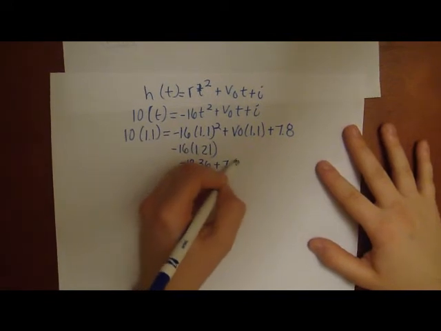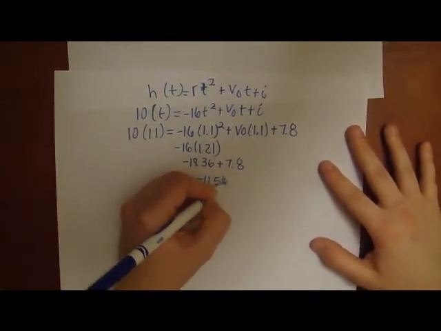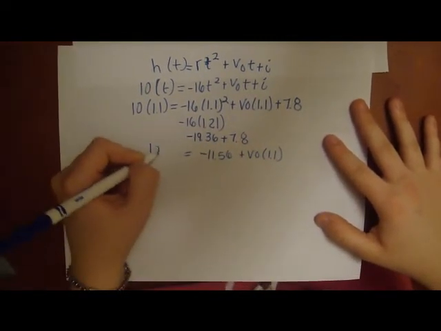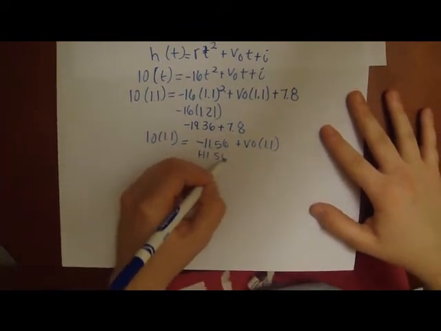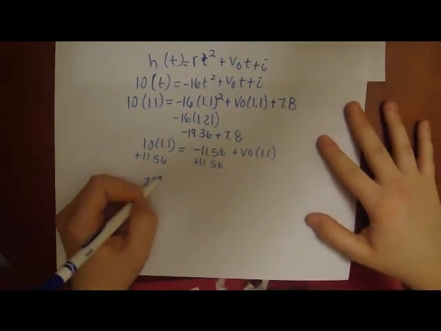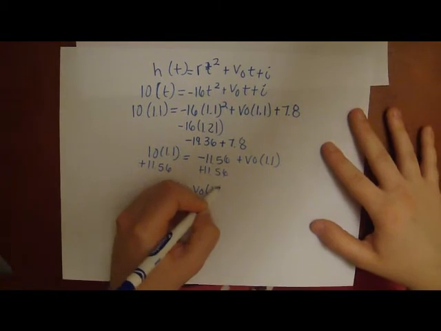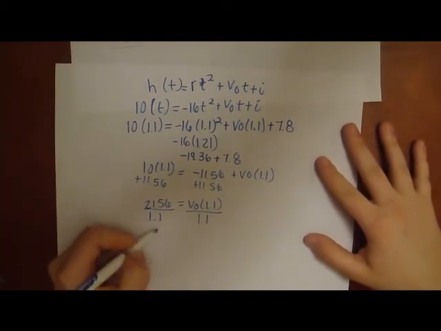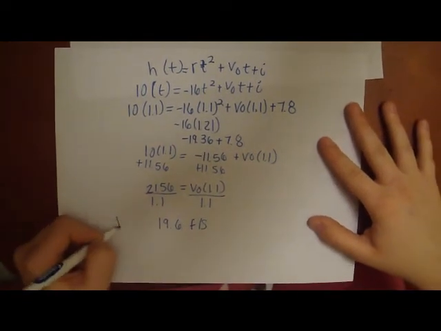And we add the initial height of 7.8. And that comes to equal negative 11.56, and we still have the velocity left over, all equal to 10. So now we have to add 11.56 to both sides. That equals 21.56 in the velocity. To find the velocity, we still have to divide by 1.1 and it equals 19.6 feet per second, which is the initial velocity.